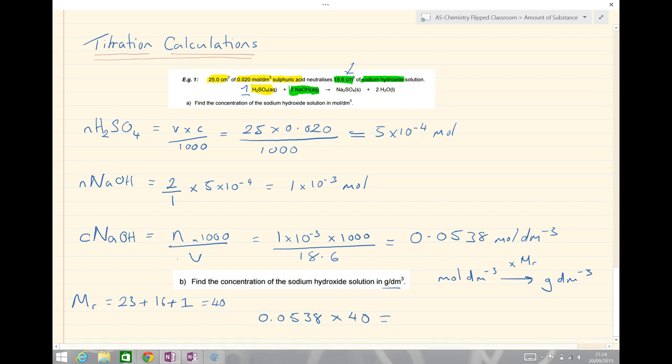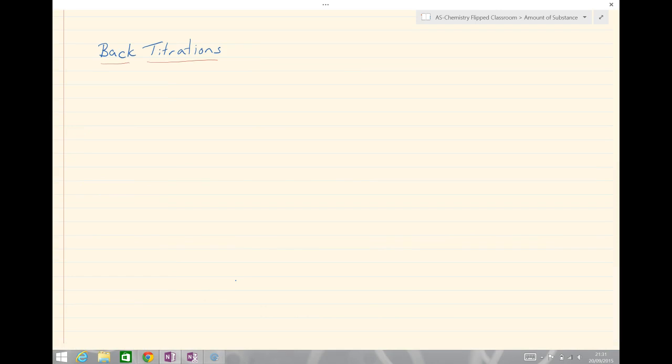There we go, and you should end up with an answer of 2.15 grams. Brilliant. Well done if you did that all by yourself. So we're going to move on now to the slightly more abstract idea here of back titration.